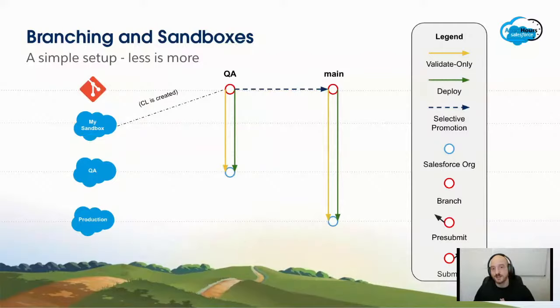So again, less is more here. The more sandboxes that you have, it means the more branches that you have. It means the more copies of the code base that you have. It means the more manual steps that you have to promote your changes up the line. So we really strongly recommend that you use as simple of a process as you possibly can to facilitate your workflow.